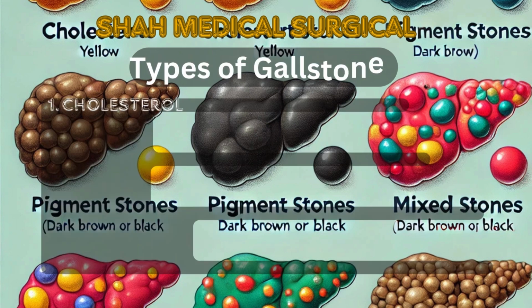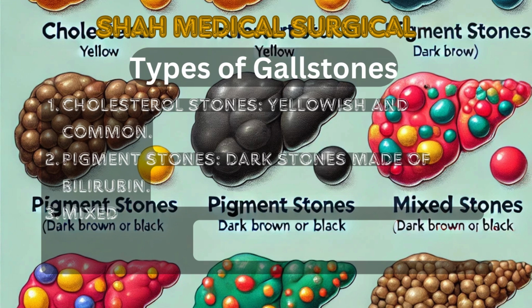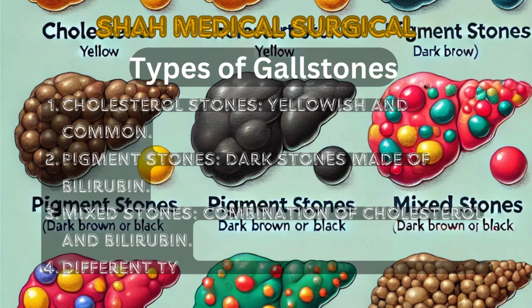Types of gallstones. There are three main types of gallstones: cholesterol stones, yellowish and primarily made of cholesterol. These are the most common. Pigment stones, dark brown or black stones formed from excess bilirubin. Mixed stones, a combination of cholesterol and bilirubin stones.